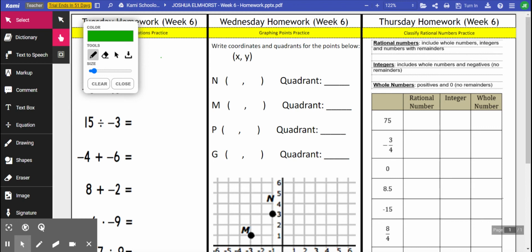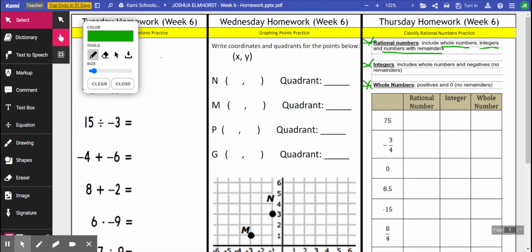So we take a look at the rational numbers, classifying rational, integers, and whole numbers. So we look at our definitions here. So rational numbers is going to actually include all of our numbers and numbers with remainders. So whole numbers will also fit into the rational number classification.